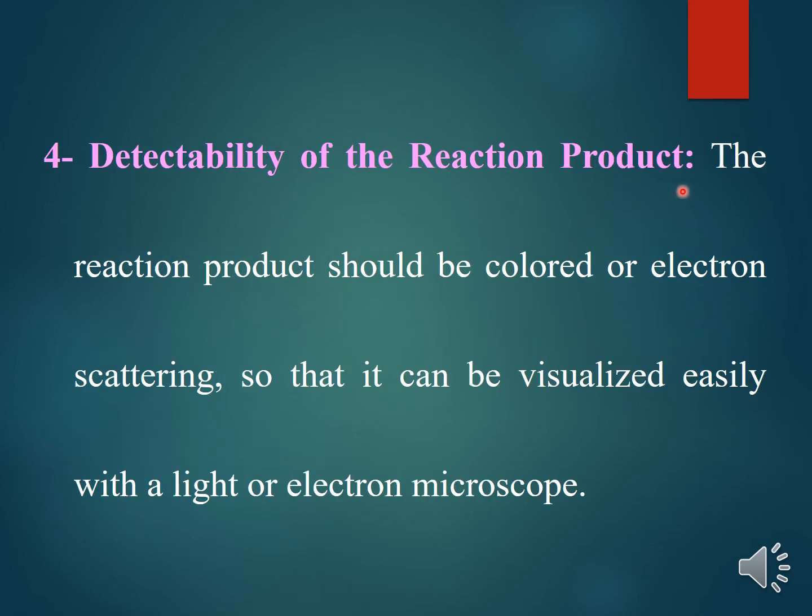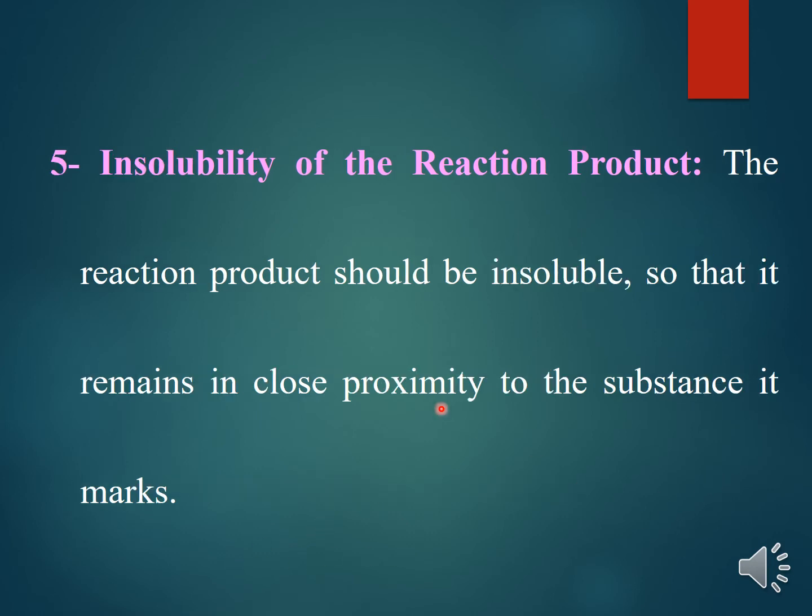Fourth, detectability of the reaction product. The reaction product, as we mentioned, should be colored or electron scattering so that it can be visualized easily with the light or electron microscope. Fifth, the insolubility of the reaction product. It means the reaction product should be insoluble, as we mentioned in the beginning, so that it remains in close proximity to the substance it marks.